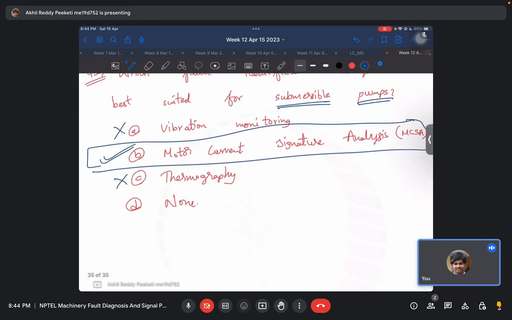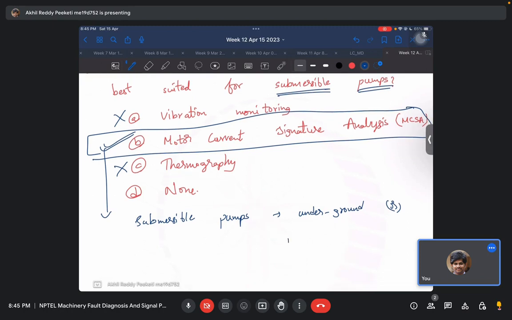For example, submersible pumps buried underground, or in a nuclear reactor. For these, the motor current signature analysis based technique is more useful.